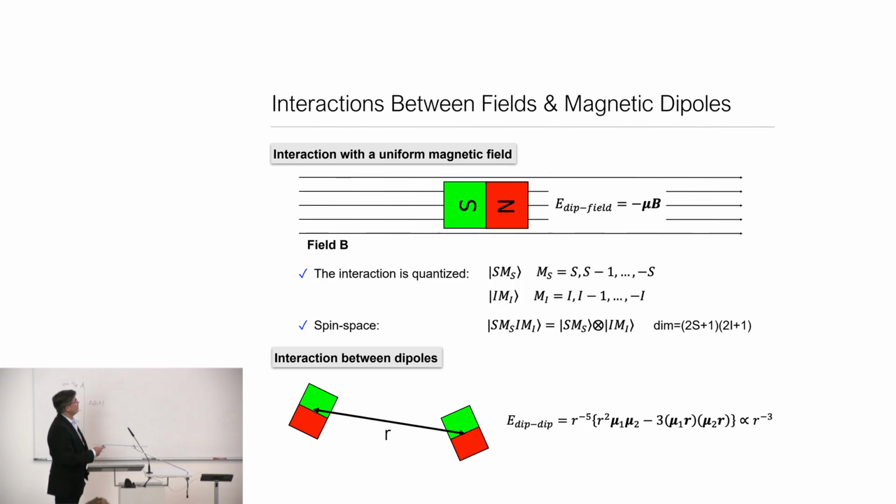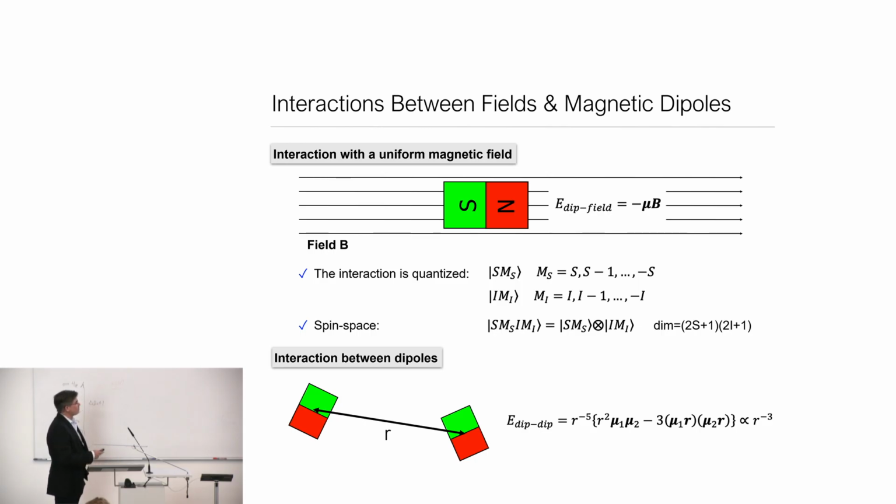So these functions here define spin space, right? And so if you have, say, a nuclear spin and an electron spin, the combined space, symbolized here by this tensor product symbol, is then of dimension 2S plus 1 times 2I plus 1, right? And that is the space of magnetic sublevels that we're probing with magnetic spectroscopy.